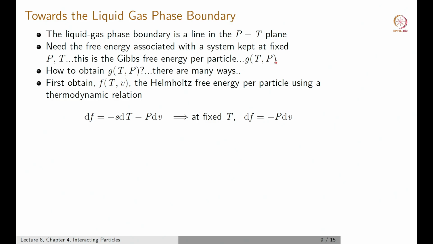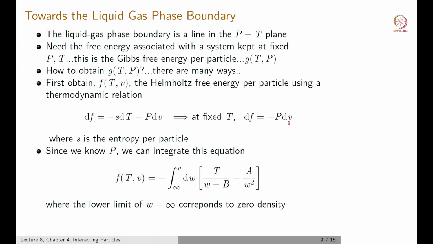So one way to do this would be, you first obtain the Helmholtz free energy. How do you obtain the Helmholtz free energy? You look at one of the thermodynamic relations. The change of the Helmholtz free energy is entropy times change of temperature minus pressure times change of specific volume. Now, at a fixed T, you will see that the change of Helmholtz free energy is minus PdV. So this is a very nice result, in that we can now calculate the free energy by integrating the equation of state, P as a function of V.